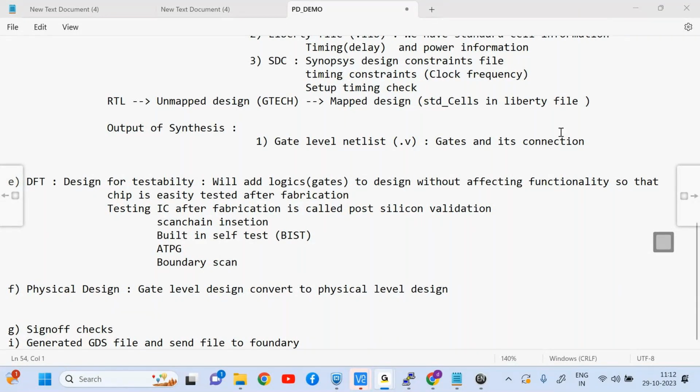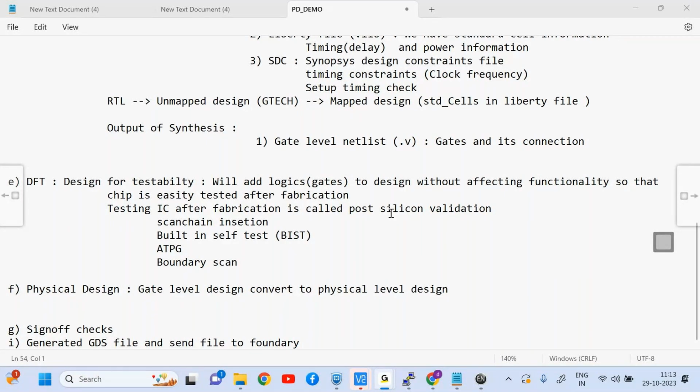Yes, sir. We'll continue again, right? So physical design. What do we do in physical design? See, in physical design we do a lot of things, but I'll only mention the main steps, because within the 3 hours I can mention only the main steps. So what do we do in physical design?